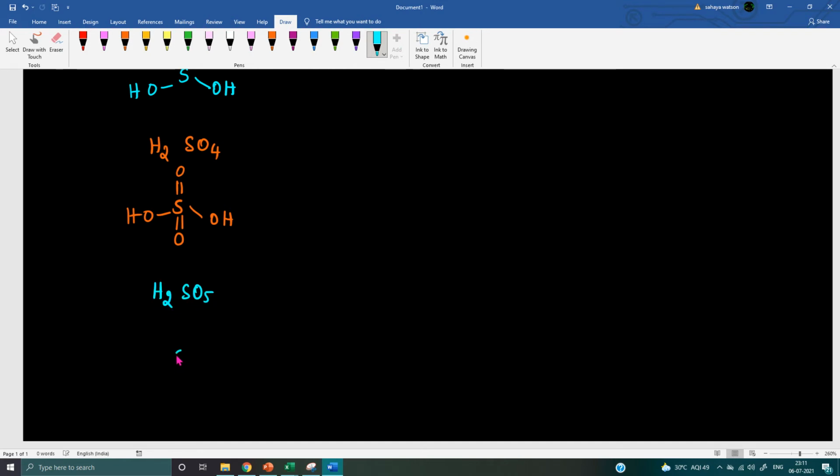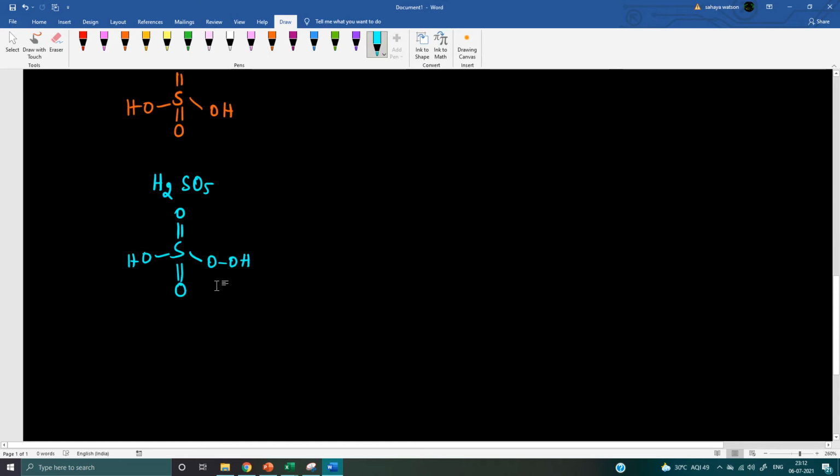The next, H2SO5. Let me draw the basic one, OH. Here O5 is given, so let me write one more OH, and already 3 oxygen is over and the 4th one is over. There is no place to keep another oxygen, but there is a possibility. How to write this? Instead of OH we can write OOH, in a peroxy format. So this is the structure for H2SO5.